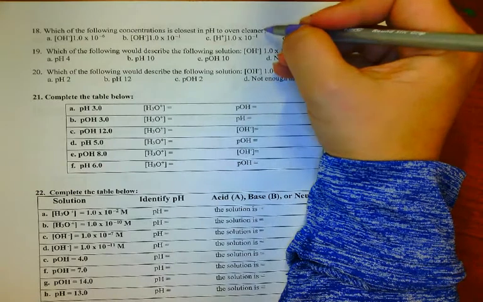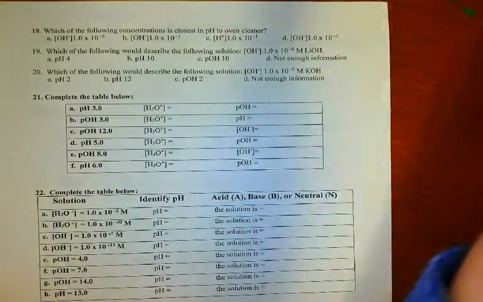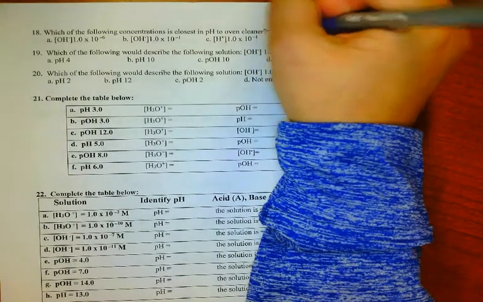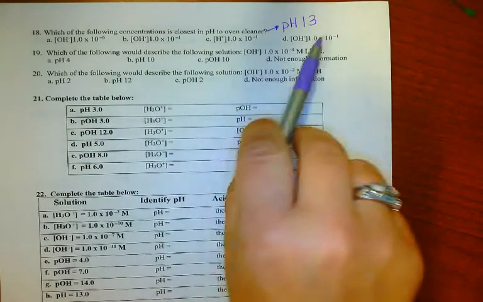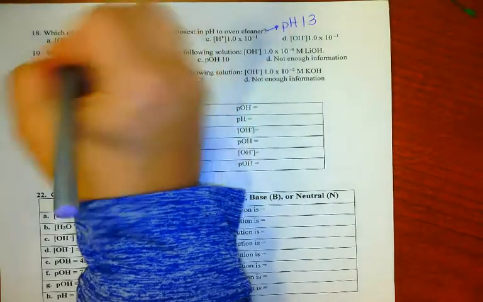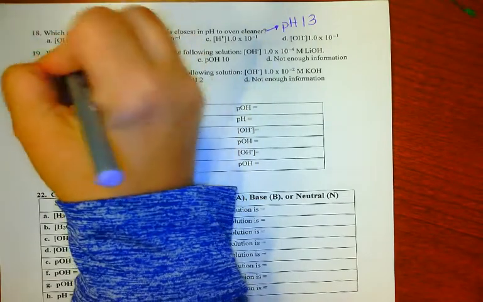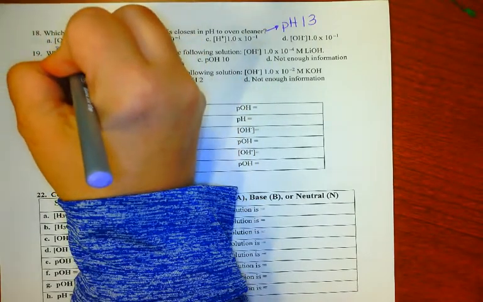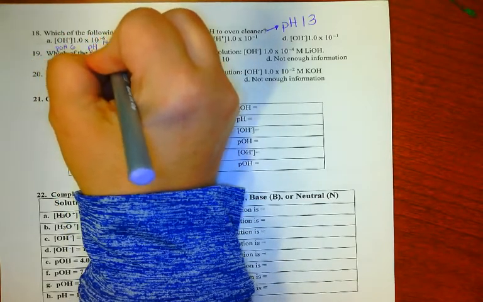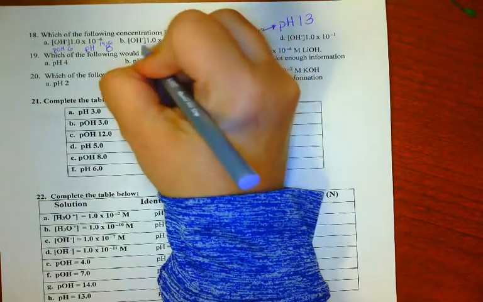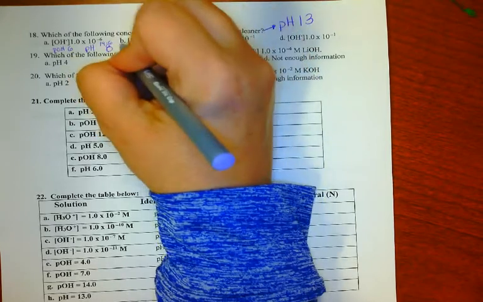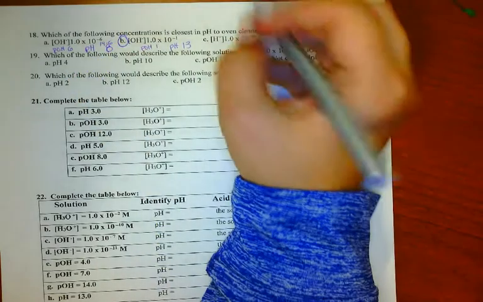On number 18, it says which has the closest pH to oven cleaner. That should also be in our notes somewhere, that oven cleaner has a pH of about 13. So we want to know which one of these is going to be closest to a pH of 13. And again, you would still change everything to pH. The pOH on this one would be 6, which would mean the pH is 14 minus 6, so that's 8. This has a pOH of 1, which means the pH is 13. So to me, that's our winner, winner, chicken dinner.